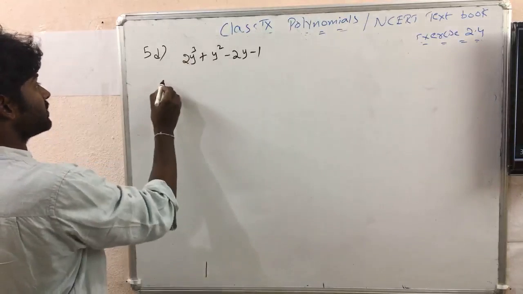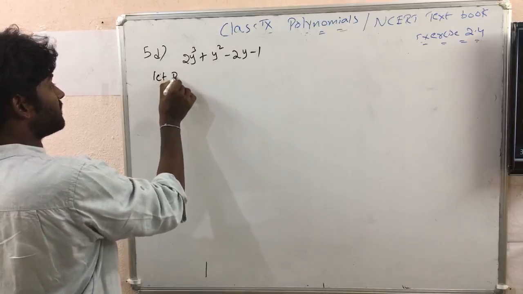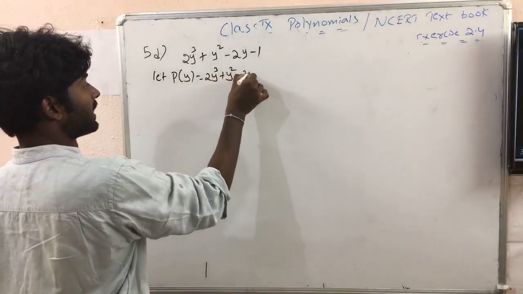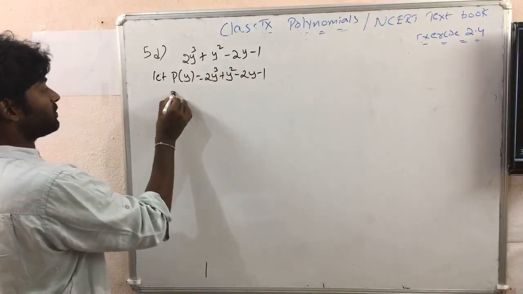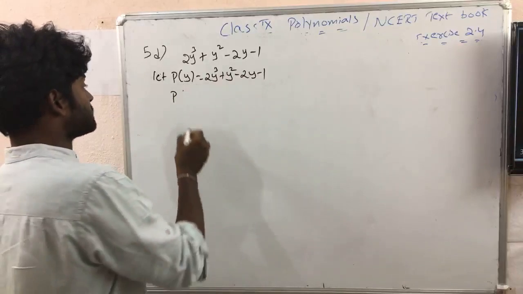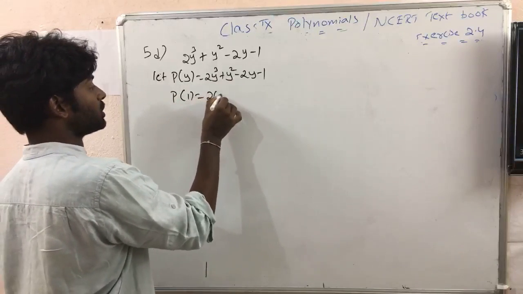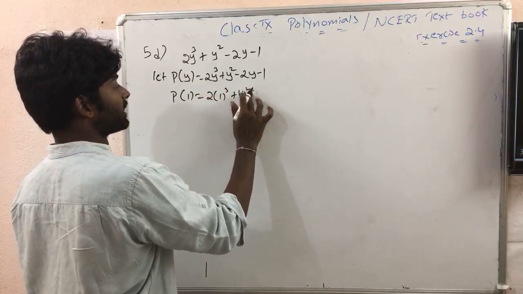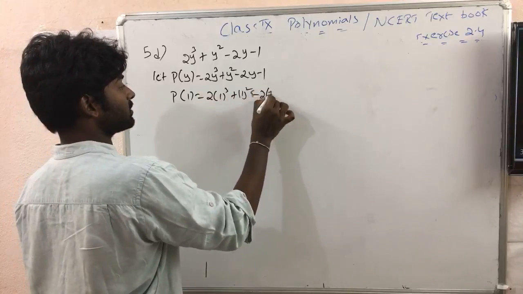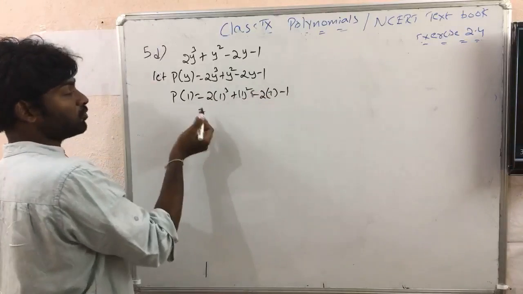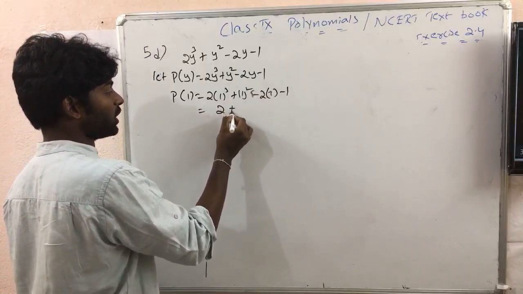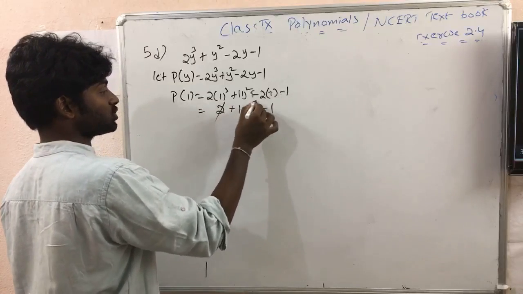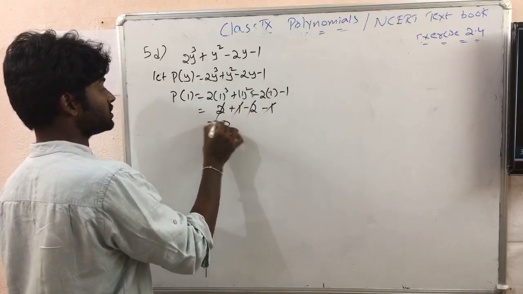Okay, see once, let P of y equal 2y cube plus y square minus 2y minus 1. Substitute plus 1 here, that means in the place of y, substitute 1. P of 1 equals 2 into 1 cube plus 1 square minus 2 into 1 minus 1. 1 cube is 1, 1 into 2 is 2, plus 1 square is 1, minus 2 into 1 is minus 2, and minus 1. Plus 2 minus 2 plus 1 minus 1, you are left with 0.